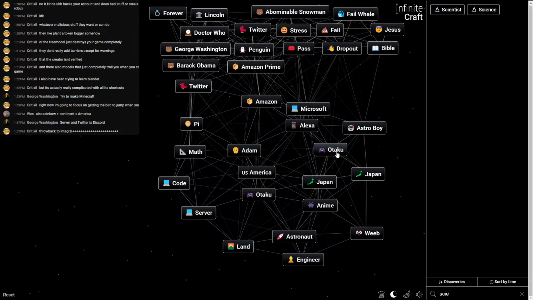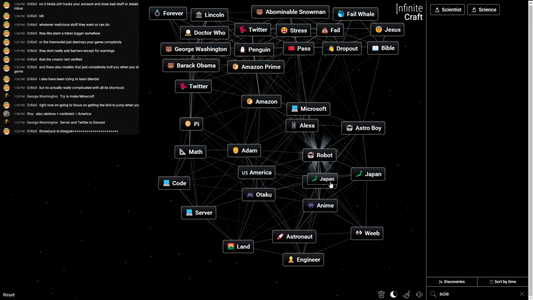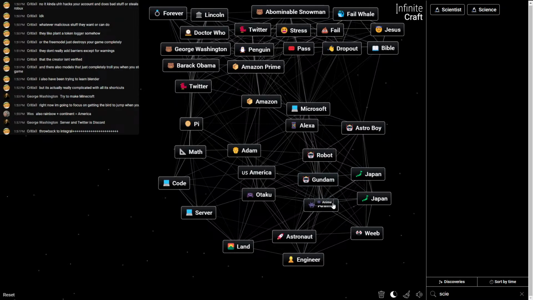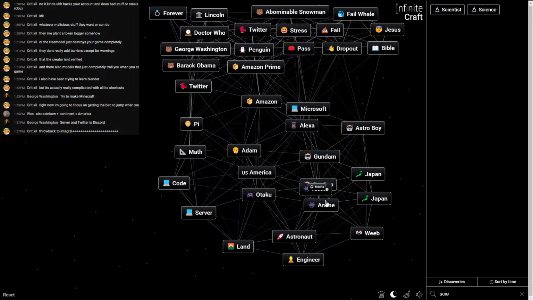Astro Boy. If you have not seen the show Pluto on Netflix, huge recommendation. It is a reimagining of Astro Boy. Gundam and anime. Mecha. Oh, I didn't get it. Japan and Gundam. Anime and mecha.